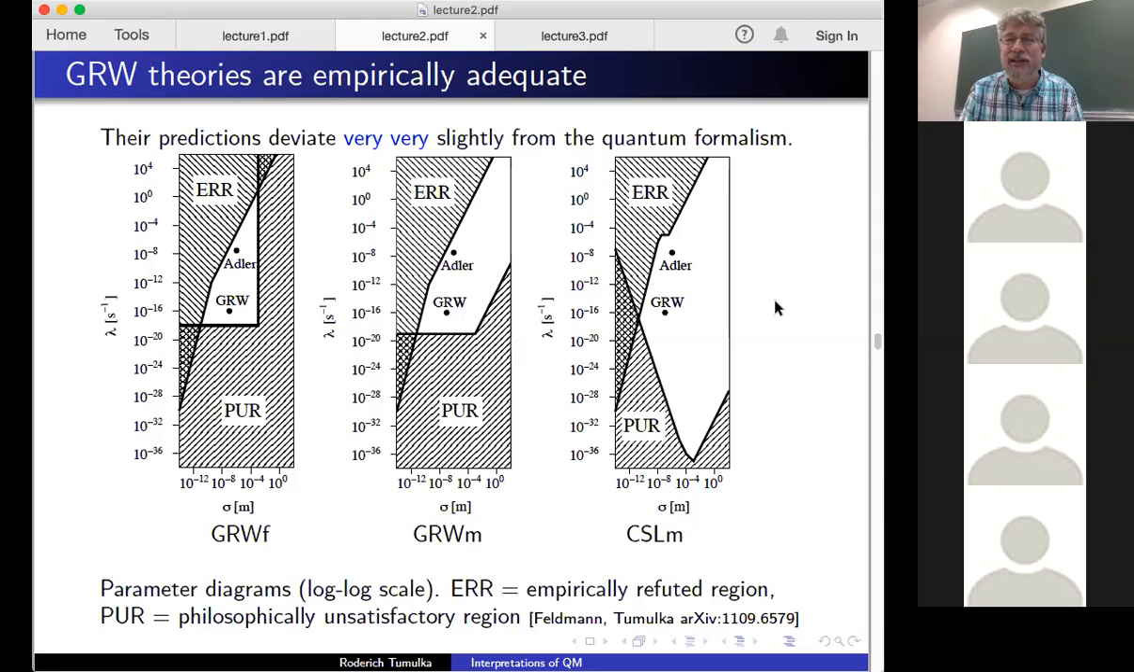I'm not sure about the CSL. I would have to check that. So for GRW, the Adler values have by now been refuted by gravitational wave detectors, by the LIGO experiment. So the LIGO experiment, by the way, also has consequences for the possibility of collapse theories such as GRW.